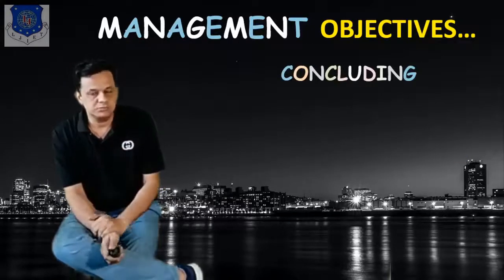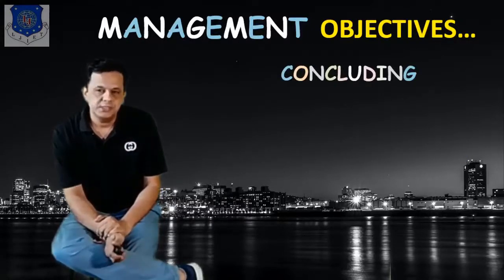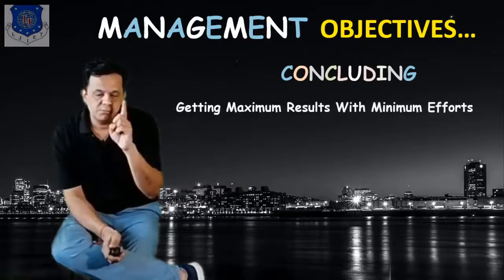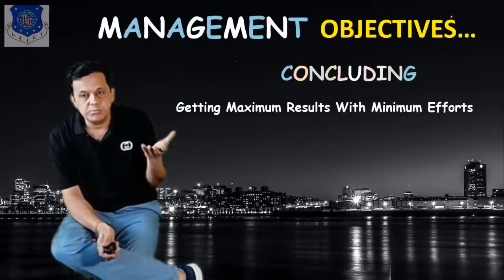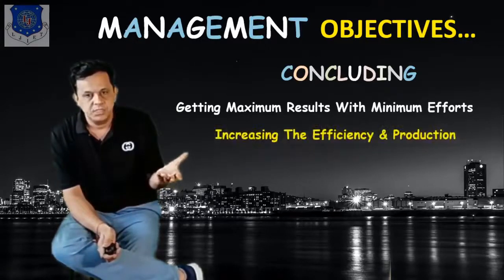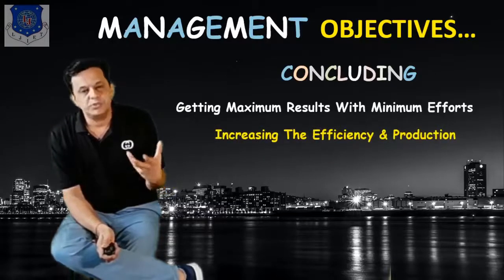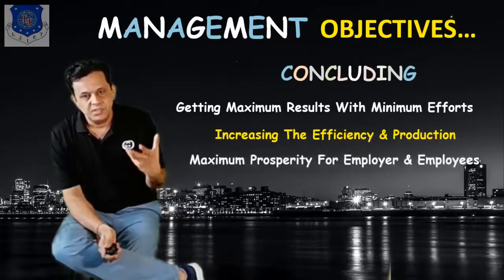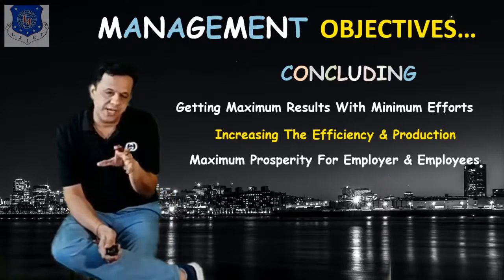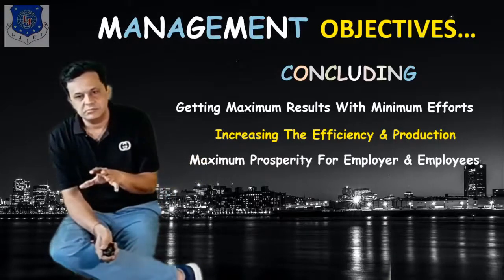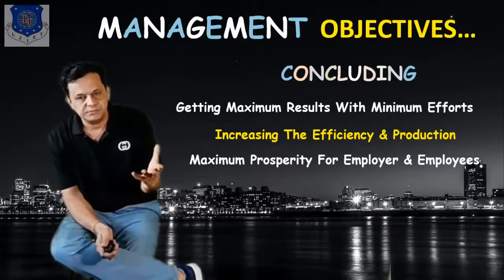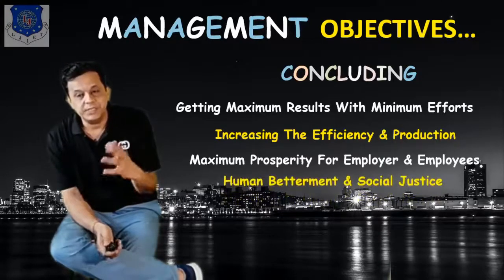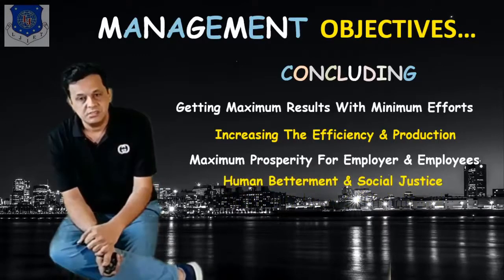So, let us conclude our session. The first is maximum output: getting maximum results with minimum effort, increasing efficiency and production. Then maximum prosperity for employer and employee. Most of the time, as I say, it's all about money, but better pay scales, amenities, and growth potential. Then human betterment and social justice.